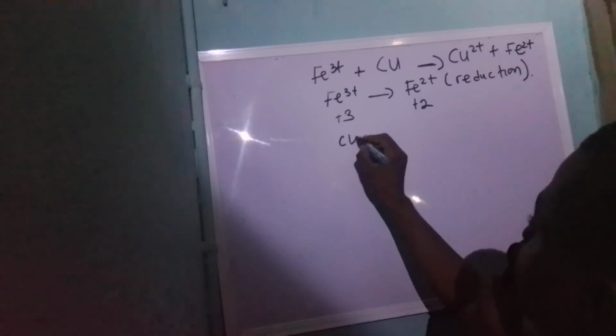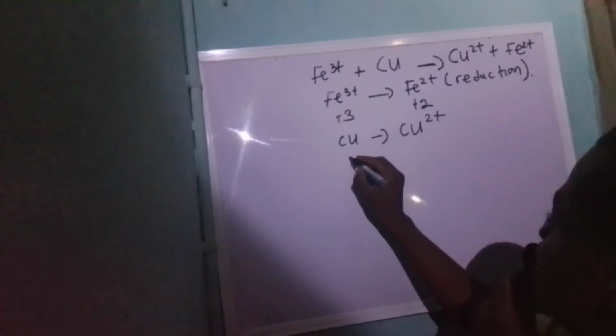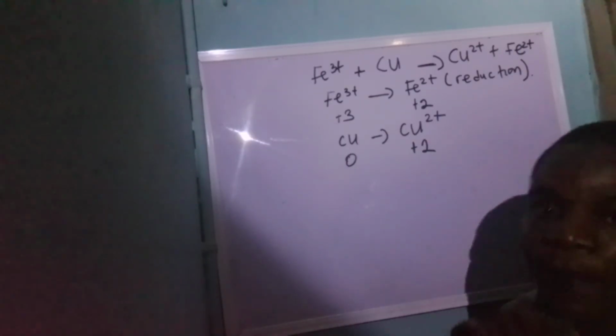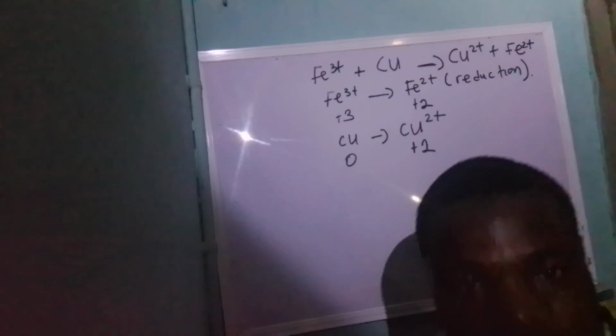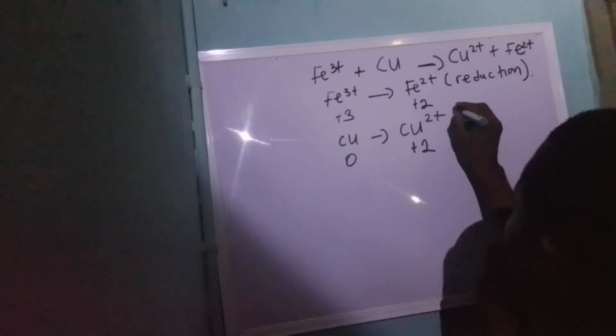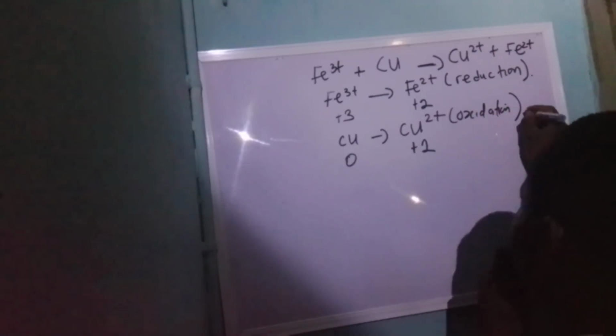Now here too we have copper to Cu2+. Here it is 0, and here it is plus 2, right? From 0 to plus 2, what happened? It is oxidation. That means an increase in the oxidation number. So here is oxidation.